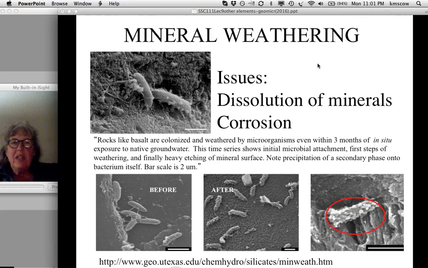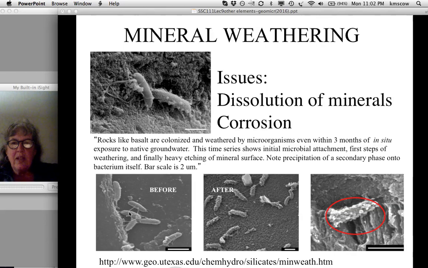Okay, mineral weathering is a consequence of microbes interacting with elements that are in these minerals, and the issues there are dissolution of minerals and corrosion, which is a term that we use when materials that we as humans want to use for certain purposes ultimately will also be colonized by microorganisms, with negative impacts on what we want to use these materials for.